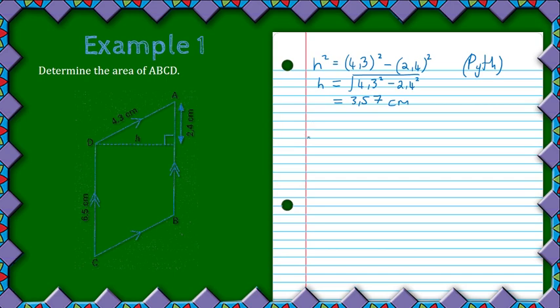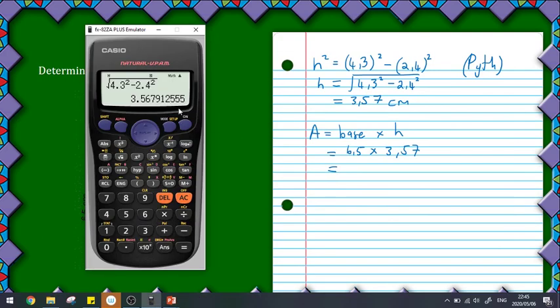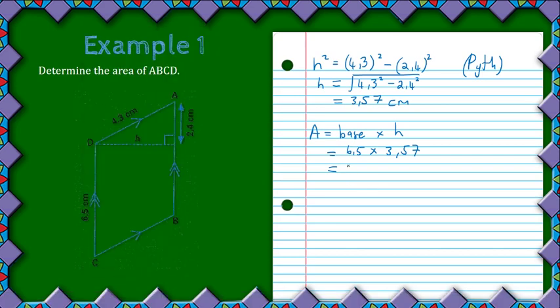All right, so now we can say that the area, which we saw was just the base times the height, is then, so this side is equal to this side, or we can treat this as the base, DC, so that's 6,5 times the height that we just found, 3,57. So I'm going to say that times 6.5, and that's equal to 23,19 centimeters squared.